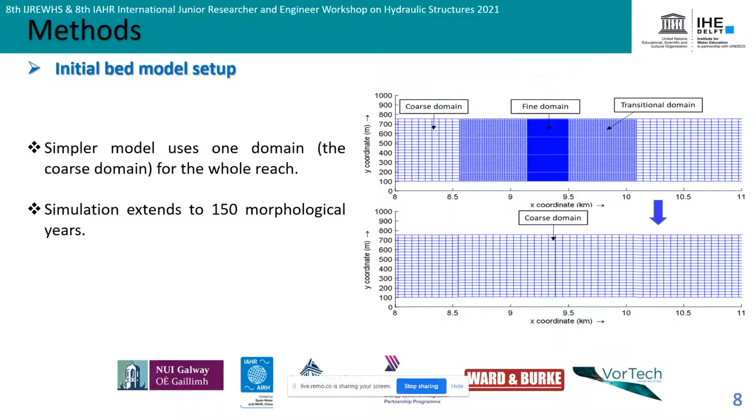So what we did is that we established a simpler model, using only one coarse domain for the whole reach, and we used it to simulate the river until it reaches the steady state. And after it reaches the steady state, we take the bathymetry of this initial model and use it as the initial condition for our main model, where we will simulate the bridge piers.